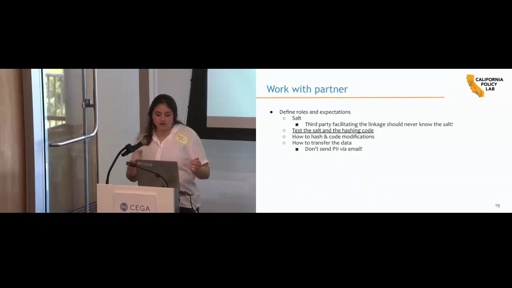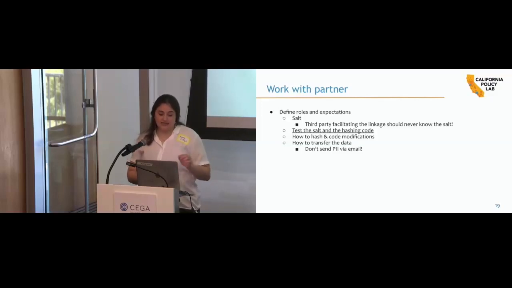The next part that I want to talk over is defining the roles and expectations. I talked earlier about the salt, which is this special key that the partner should choose so that you can hash the data in a very secure way. The main takeaway at this point is that you, the trusted third-party intermediary who is facilitating the linkage, should never know what that salt is. You don't know how they chose the salt. You don't know where they're storing it, and you should never know any of these things. All you need to know is that the hash meeting happened and that they're ready to go.